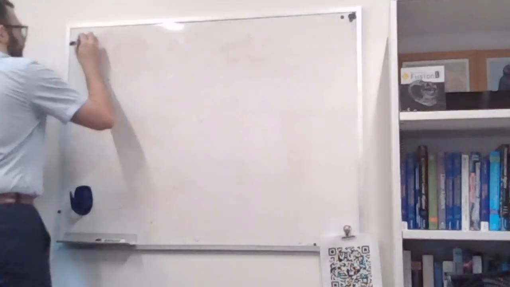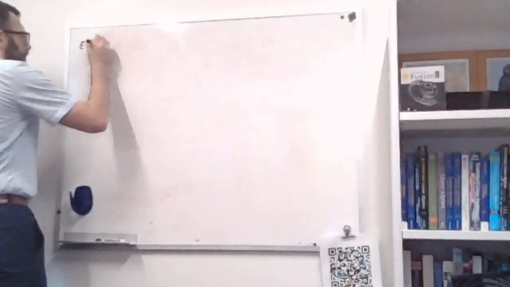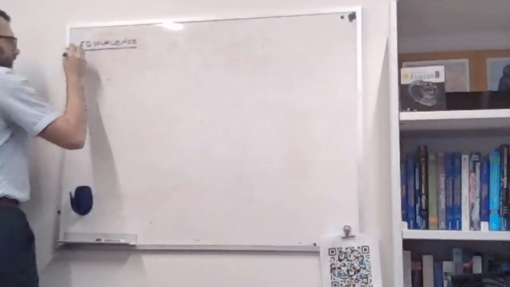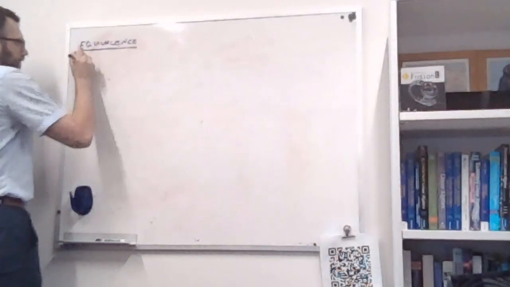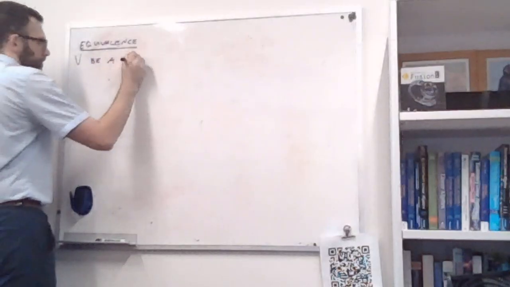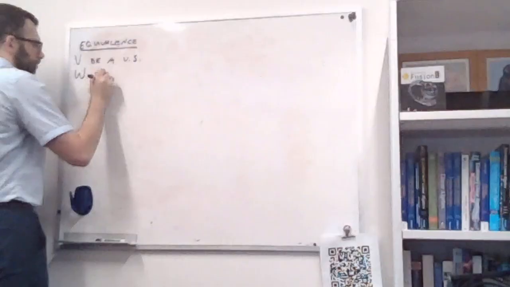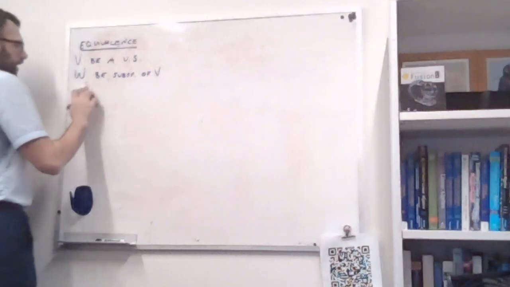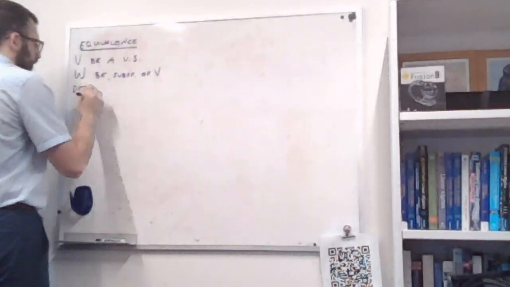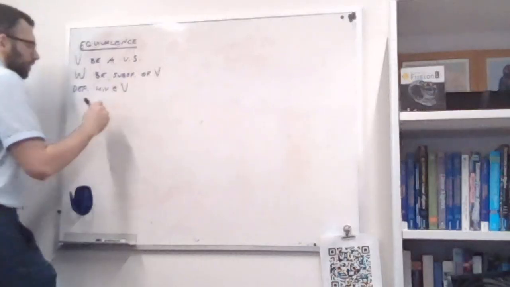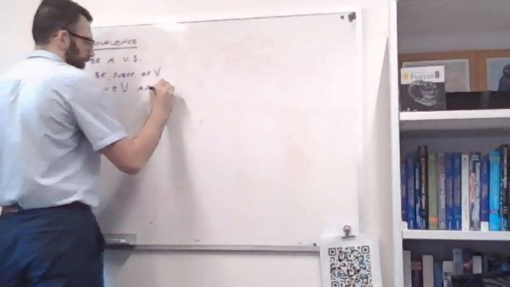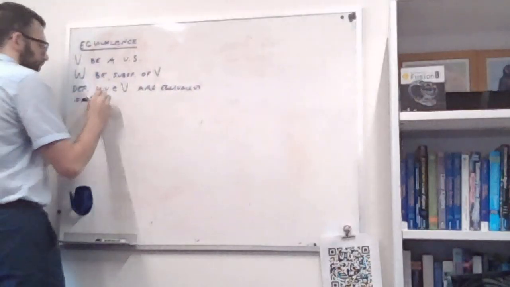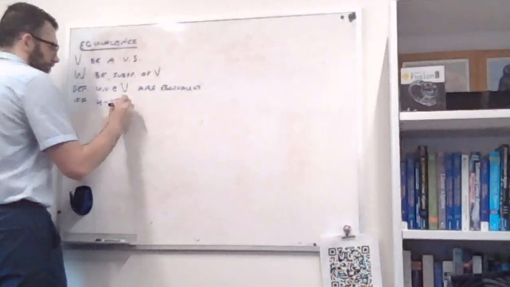So we started by talking about the idea of equivalence in and of itself. We start off by saying, let V be a vector space, and let W be a subspace of V. And then our definition was that u and v in V are equivalent if and only if u minus v is a vector in W.